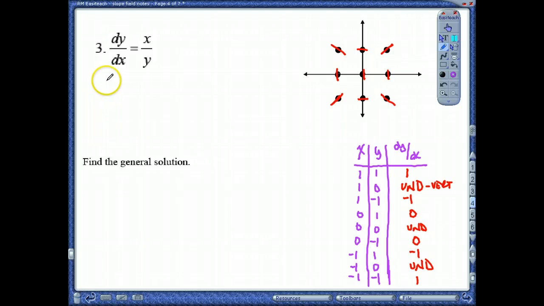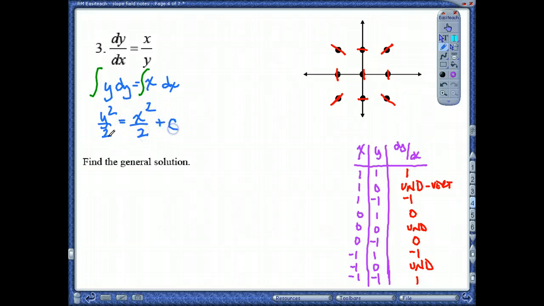So we will separate and integrate. I'm going to multiply both sides by y, multiply both sides by dx. I have to show them that I am integrating, so make sure you put your little integral in there. And then y squared divided by 2 equals x squared divided by 2. Remember, we do have a plus c on both sides, but we're going to keep it all nice and pretty on the side with the x.